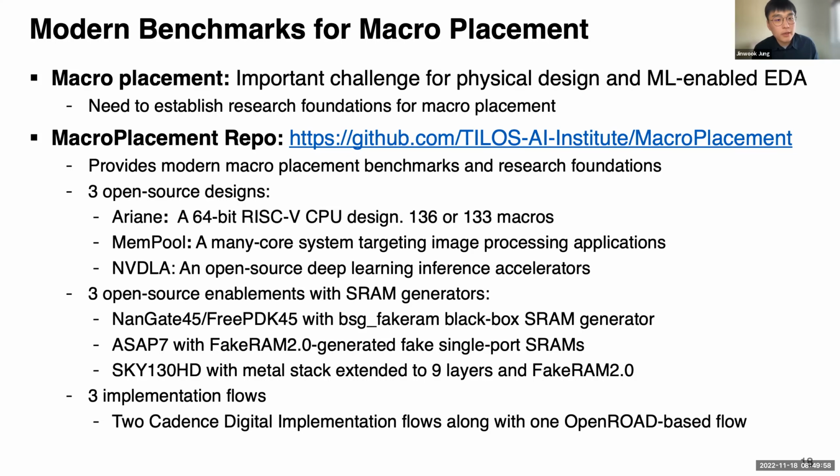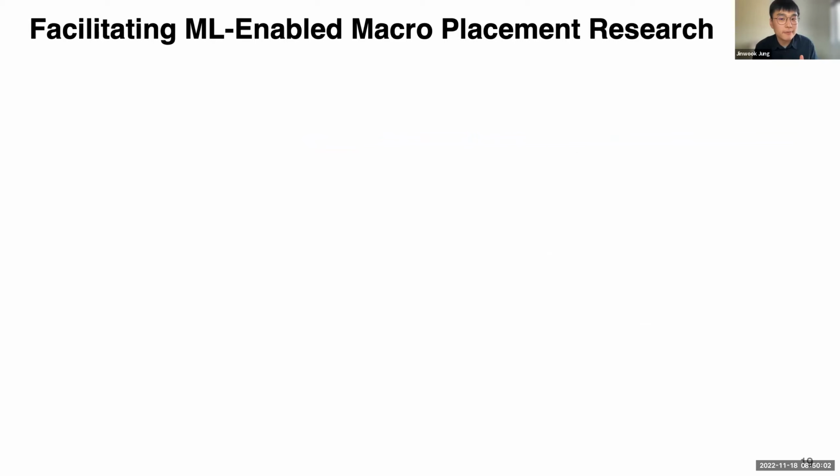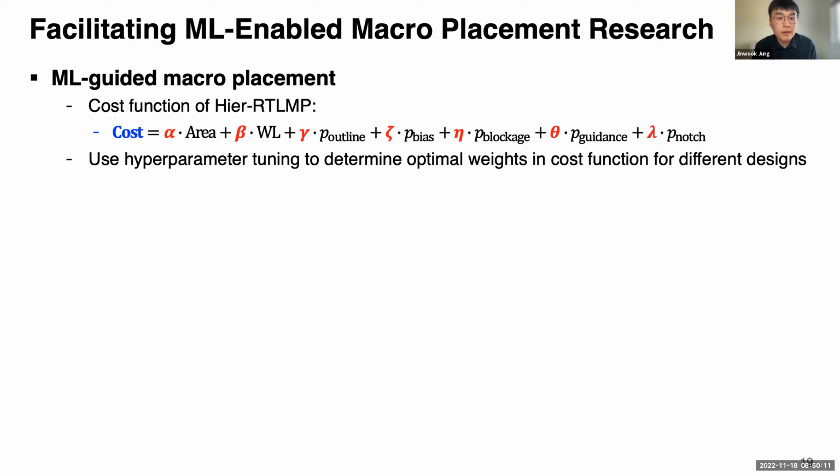With this macro placement repository, we hope to facilitate machine learning enabled macro placement research. For example, using the research foundation provided by this repository, we can study machine learning guided macro placement. The cost function of the Hier-RTLMP macro placer, which is included in this repository, has several tunable parameters, such as weight for area, weight for wire length, and weight for some penalty factors. But it's very difficult to determine the optimal weights for individual factors given the design. So we think we can utilize hyperparameter tuning methods to find optimal weights in the cost function for different designs. That could be one interesting research direction.